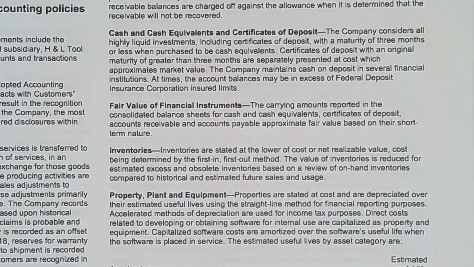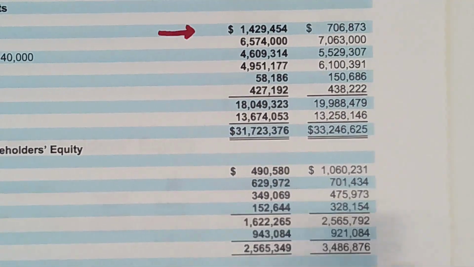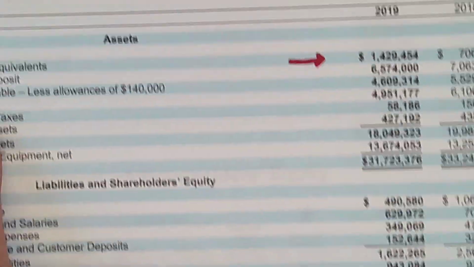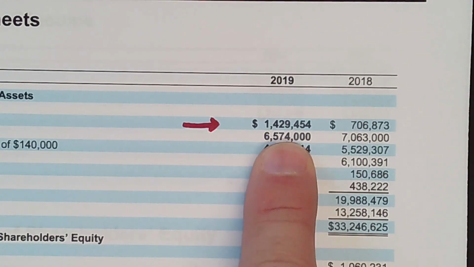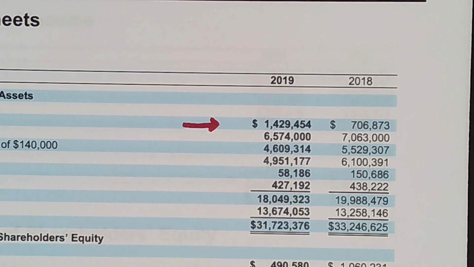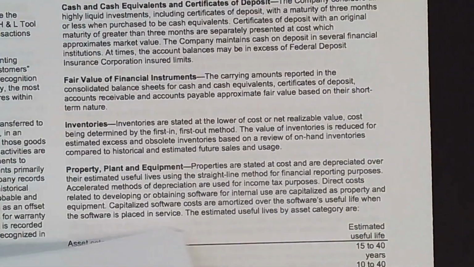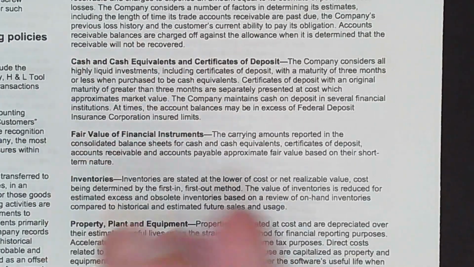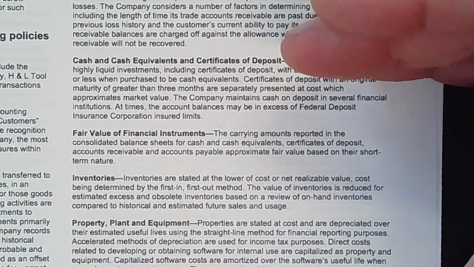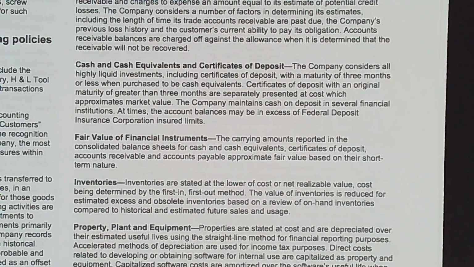So the fact that, I'm going to go back to the balance sheet, the fact that we have so much in certificates of deposit that are separate from cash and cash equivalents, right? We have cash and cash equivalents of 1.4 million, but 6.5 million are certificates of deposit. So they're buying certificates of deposit that are greater than 3 months in duration when they buy them, right? So this gives us a little bit of an idea about how they classify it as a certificate of deposit versus cash and cash equivalents.